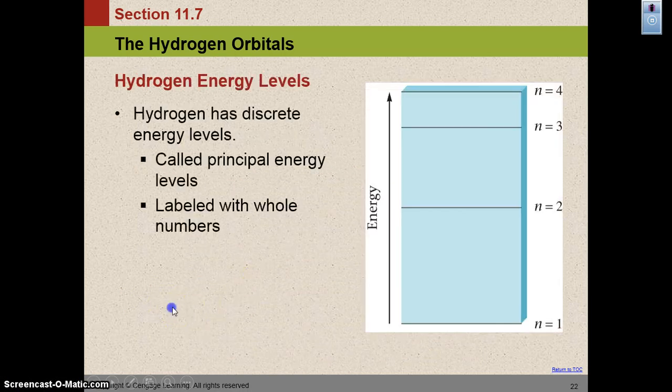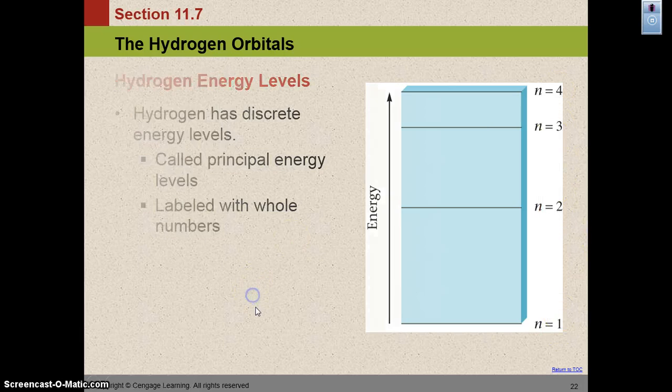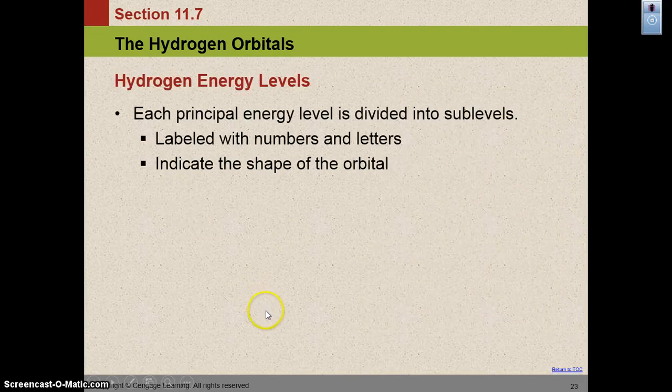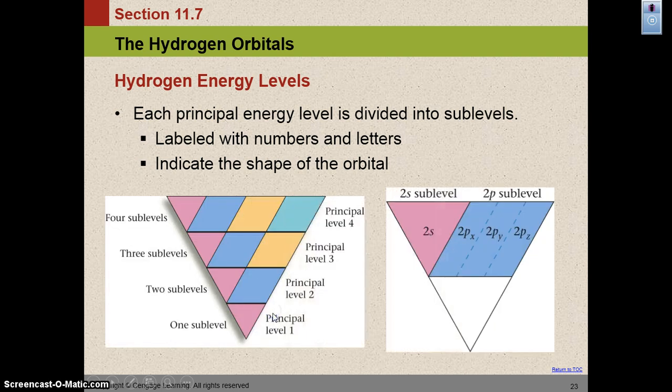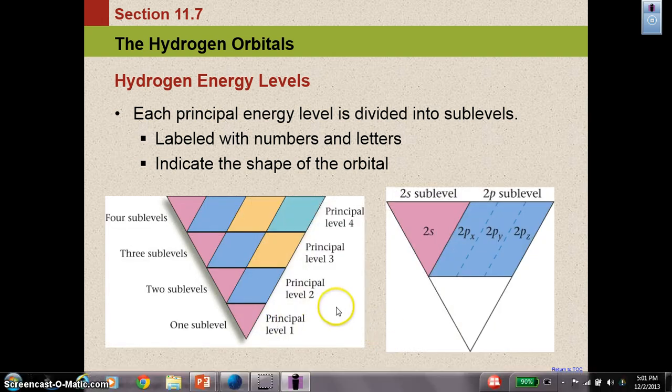Hydrogen energy levels. Hydrogen has discrete energy levels, called principal energy levels, and we label these with whole numbers. So n equals 1 is principal energy level number 1, then 2, 3, 4, and so on. Each principal energy level is divided into sublevels. They get labeled with numbers and letters, and they indicate the shape of the orbital. We're going to talk about those shapes in just a minute. This diagram helps us see that, though.